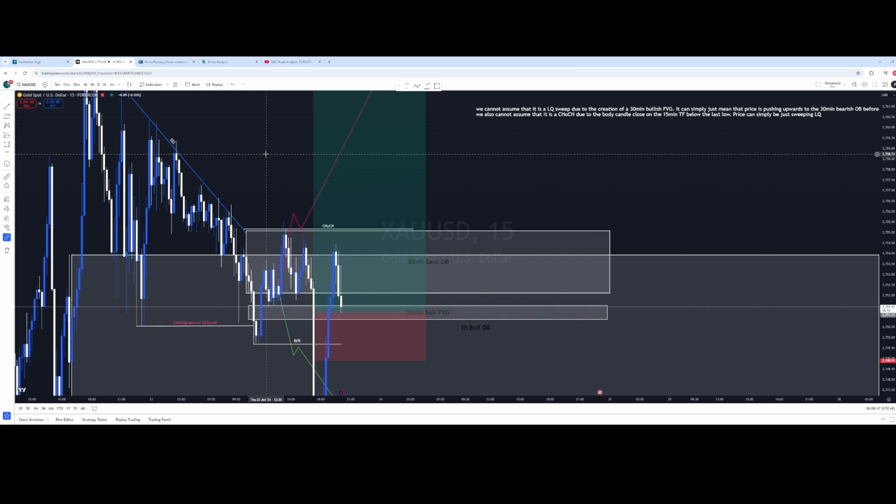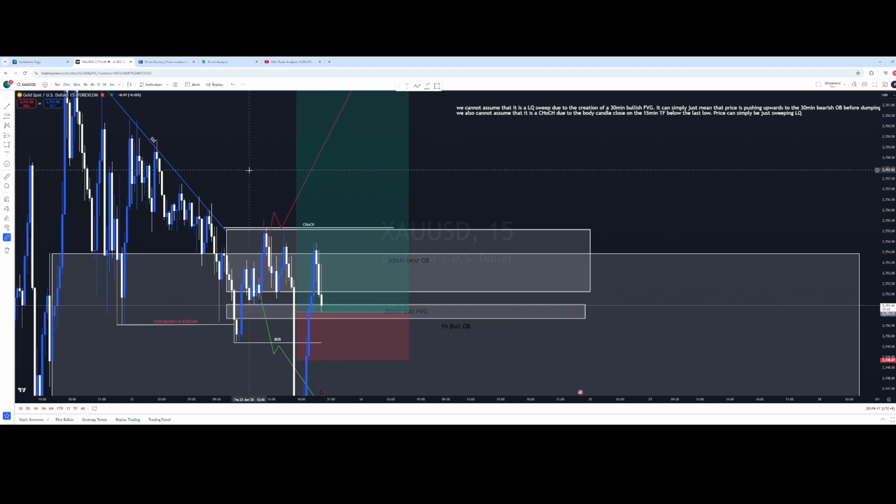So I guess the first lesson is to look for confirmations. We should be aware of imbalances that are on higher time frames, because you see price just completely disregarded the 15-minute bullish fair value gap and hit downwards to this higher time frame imbalance. So maybe we could have looked for buys here, but that didn't happen. So that's the first thing: the importance of time frame.